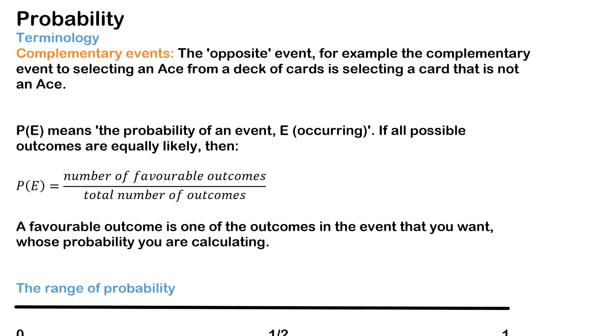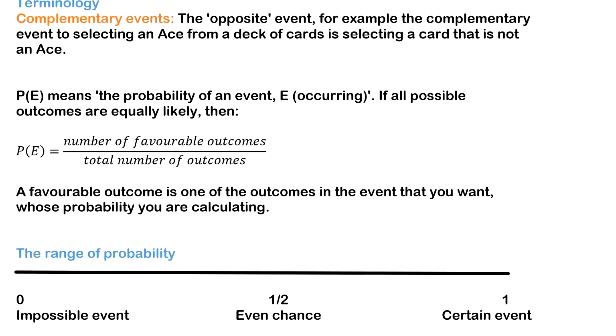P(E) means the probability of an event, E, occurring. If all possible outcomes are equally likely, then the probability of the event equals the number of favorable outcomes divided by the total number of outcomes. A favorable outcome is one of the outcomes in the event that you want, or whose probability you are calculating.